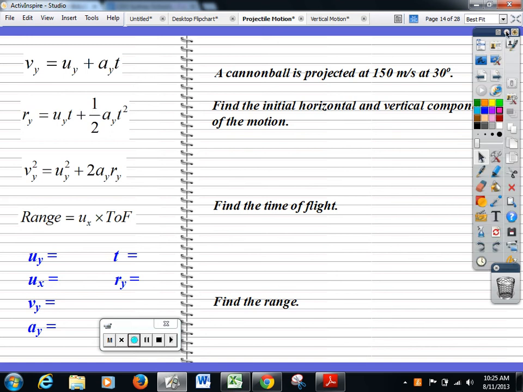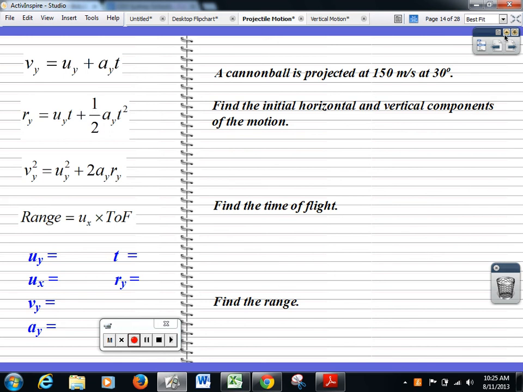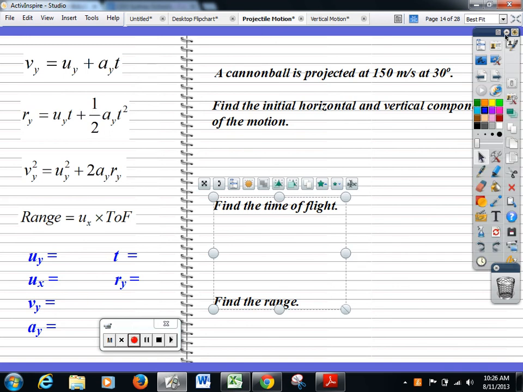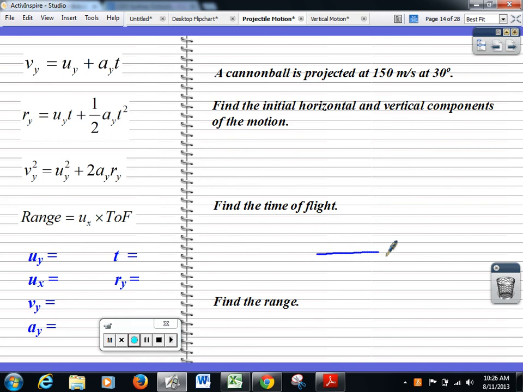So here is our example. A cannonball is projected 150 metres per second at 30 degrees to the horizontal. So here's our horizontal. There's our horizontal. And it's going to go up and down. Now, this is the simplest of all the projections. We call this projection shape ground to ground. Are we okay why it's called ground to ground? And we're going to only look at ground to ground today.